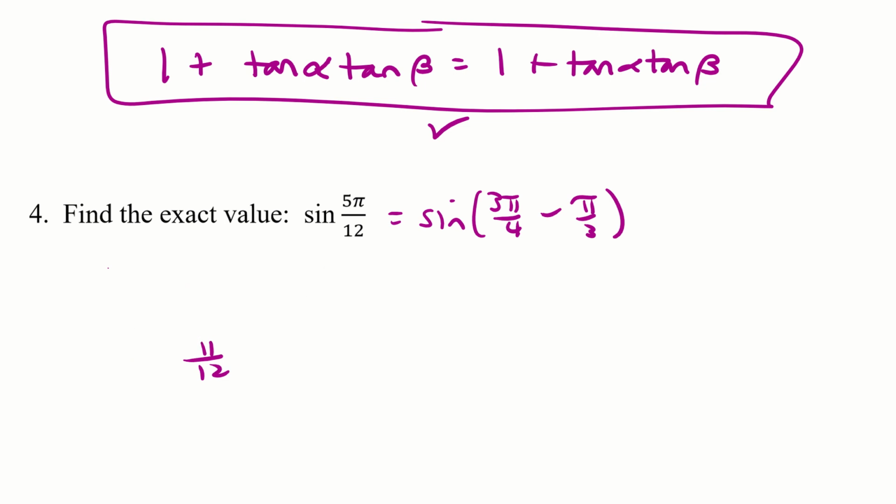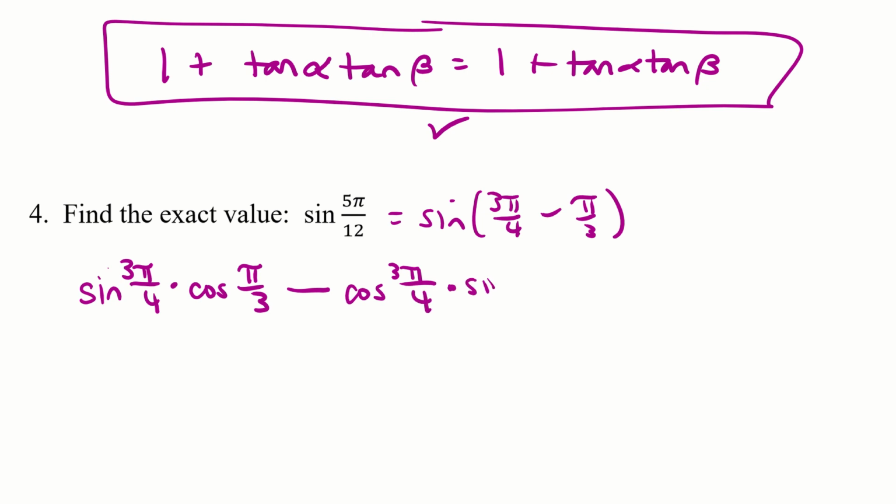So I'm going to use the sine formula. So it's a slightly different pattern than the cosine formula. So I'll do the sine of the first angle times the cosine of the second angle. This starts off a difference and it remains a difference. And then I do the cosine of the first angle times the sine of the second angle.